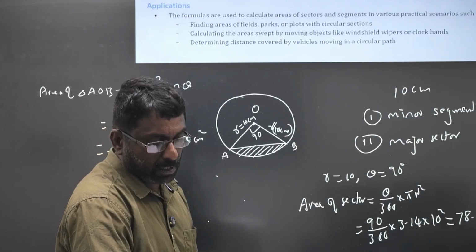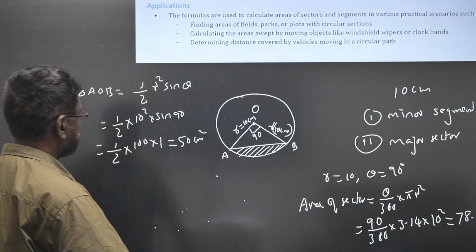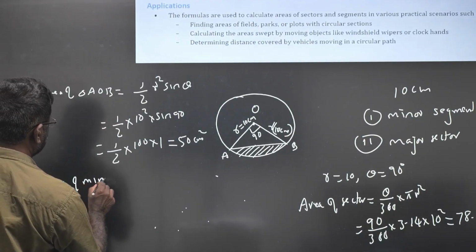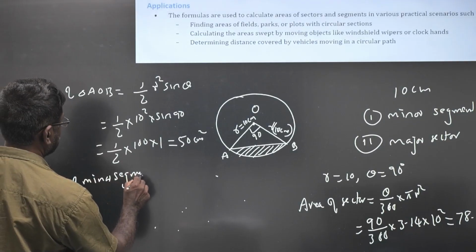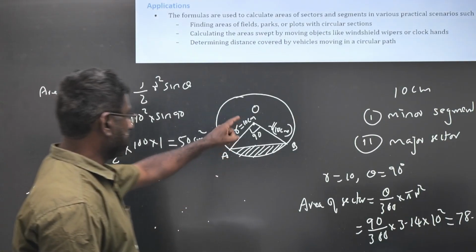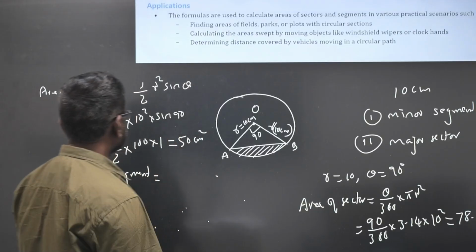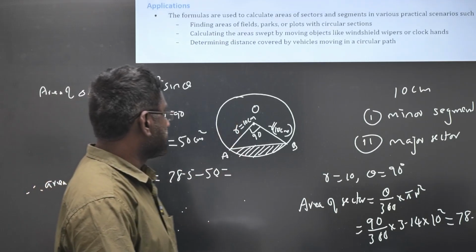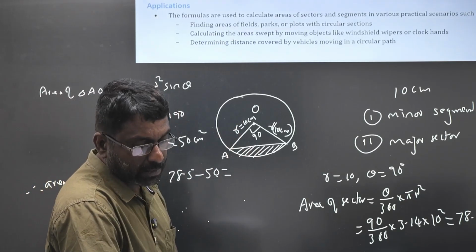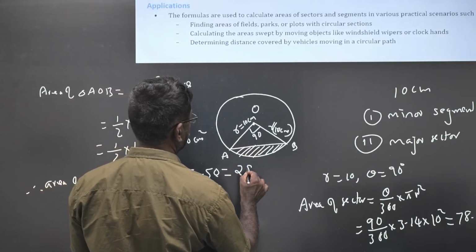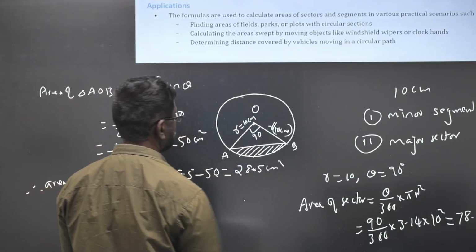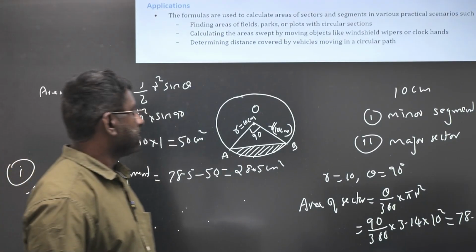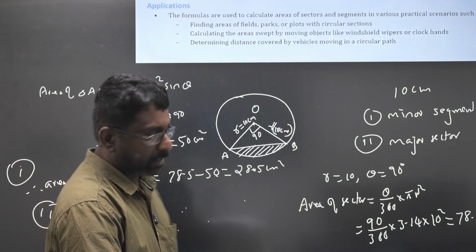Then area of the minor segment. Therefore, area of minor segment is area of the sector minus area of this triangle, that is 78.5 minus 50, that is equal to 28.5 centimeter square. This is the first part of the question. Second part, area of the major sector.